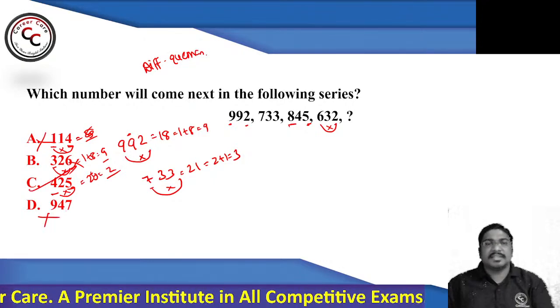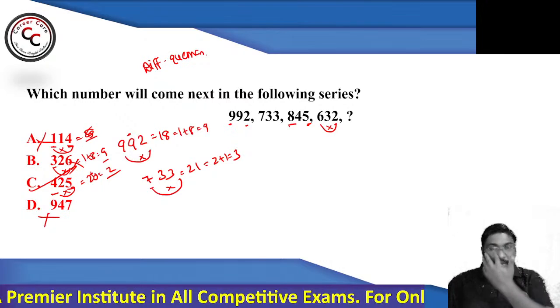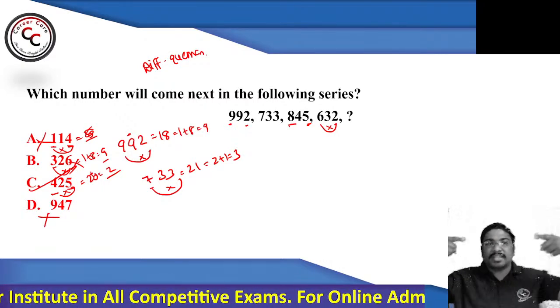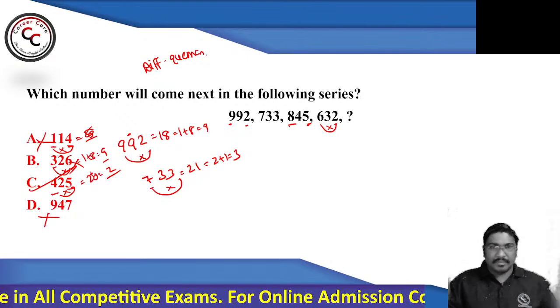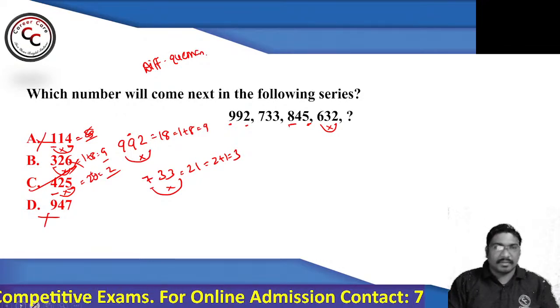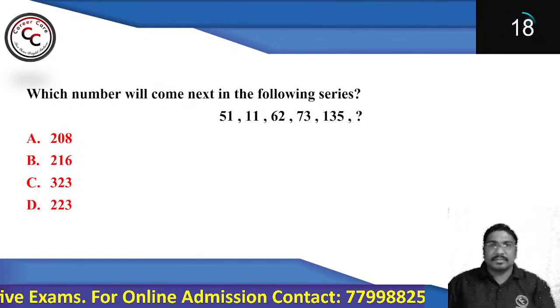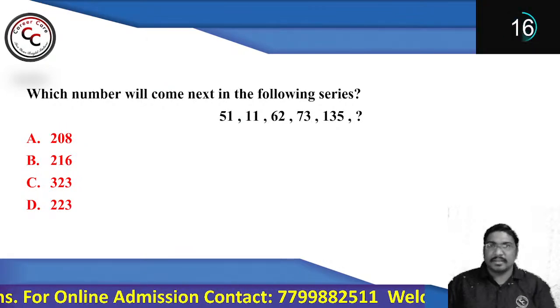Similarly, 9 sevens are 63, 6 plus 3 is 9, not 4. So the middle number is the product of the extreme numbers. As simple as that. Right? Yes. Now, look at this question. See and tell me what your answer says.